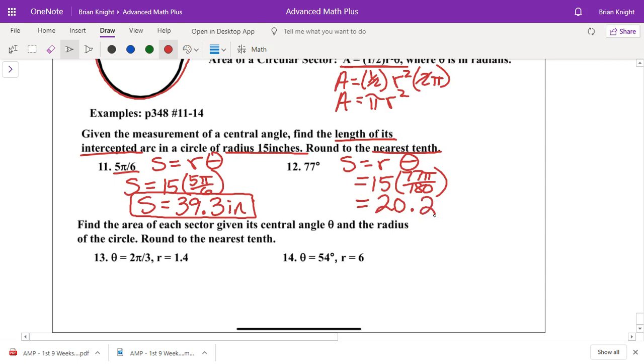20.2. And again, that would also be inches. Any questions on that? Pretty simple.